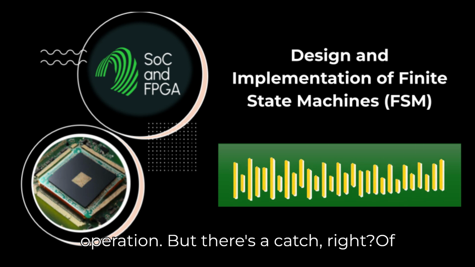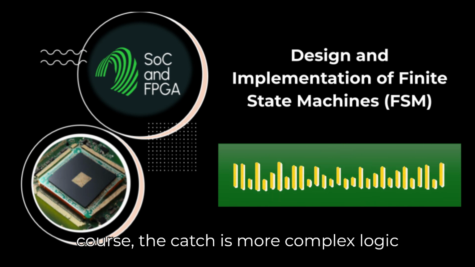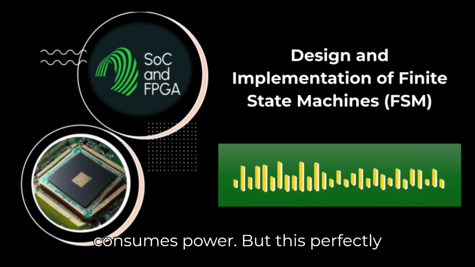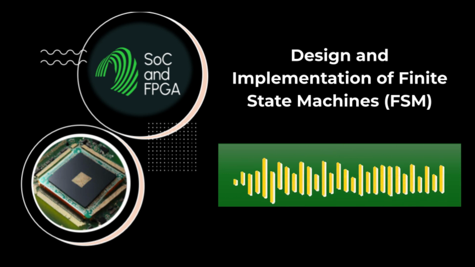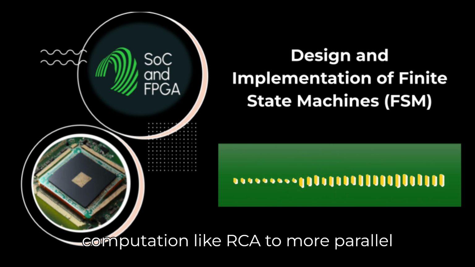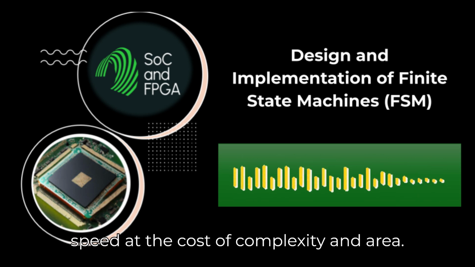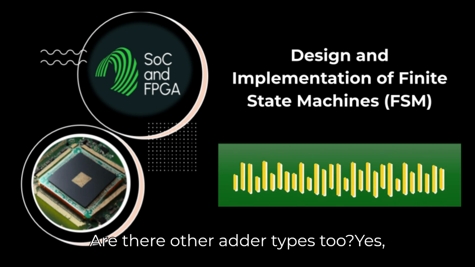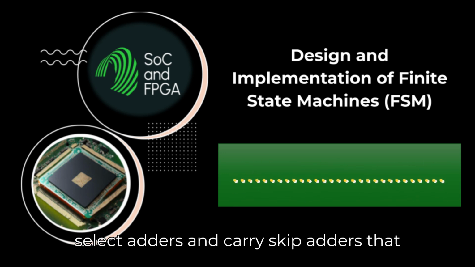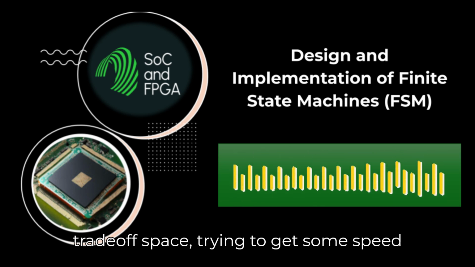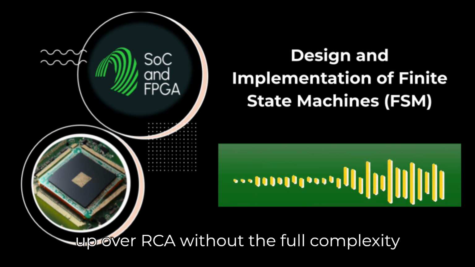But there's a catch, right? Of course, the catch is more complex logic and a larger area footprint. The look-ahead logic itself takes up space and consumes power. But this perfectly exemplifies that core design principle. You often move from purely serial computation, like RCA, to more parallel computation, like CLA, to achieve higher speed, at the cost of complexity and area. Are there other adder types too? Yes, there are intermediate designs like carry-select adders and carry-skip adders that offer different points in the speed-area trade-off space, trying to get some speed up over RCA without the full complexity of CLA.